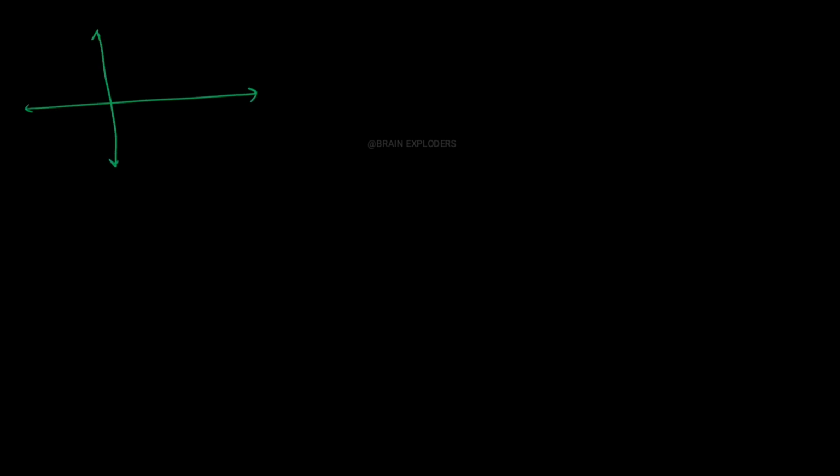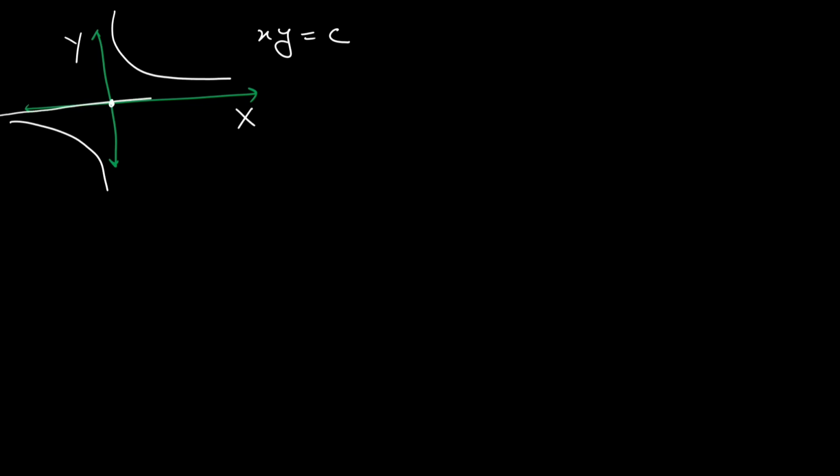Suppose we want to make the graph of xy equals to constant. So the graph of xy equals to constant looks something like this. Here this is the x-axis, this is the y-axis. You can see that the center of this graph is at 0 comma 0. Here this x-axis is the horizontal asymptote and this y-axis is the vertical asymptote, which may touch somewhere at infinity.